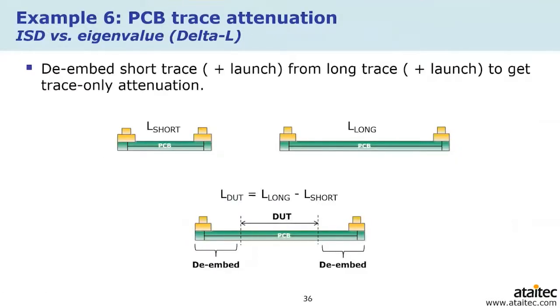Now let's talk about ISD compared to delta L. Delta L is really an eigenvalue solution. Basically, you embed a short trace from a long trace, and then you want to get a trace-only attenuation.